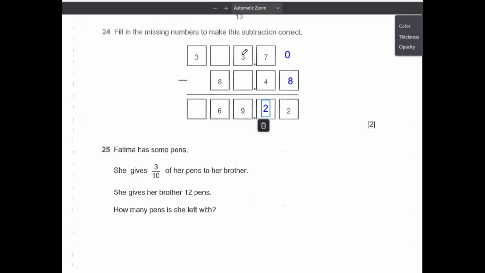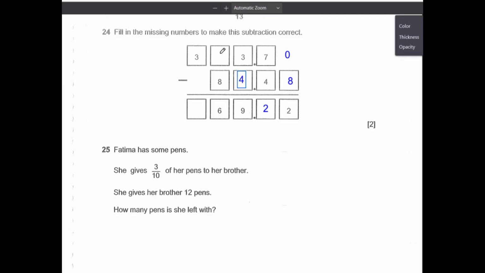Now we have 3 minus a number equal to 9. 3 minus any number cannot be 9 unless this 3 is 13. And 13 minus which number gives you 9? 4. 13 minus 4 will give you 9. Remember, we borrowed 1 from here. So a number minus 8 will give us 6. What could this number be? This number should be 14, right?